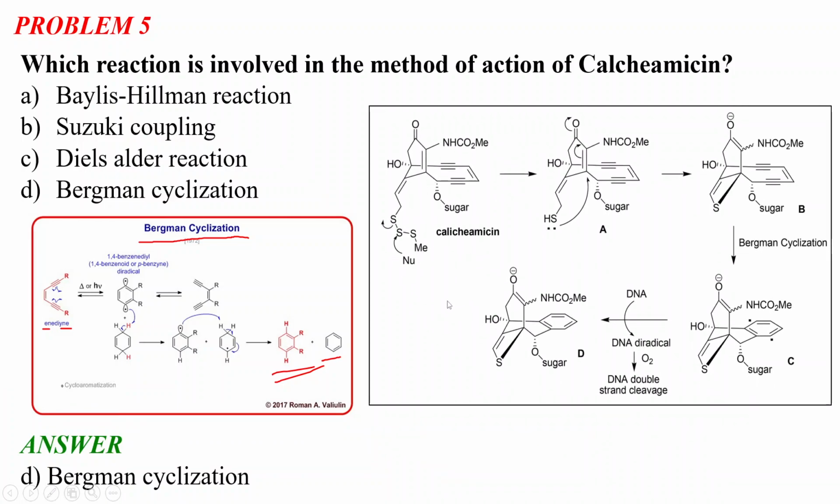So this is the drug which is called calicheamicin, and this is what happens. There is a disulfide bond present here. So in the first step, a nucleophile takes part in the reaction and breaks this disulfide bond, and we have a thiol here. This thiol will be acting as a nucleophile, and it attacks this double bond, actually this alpha beta unsaturated ketone kind of group.